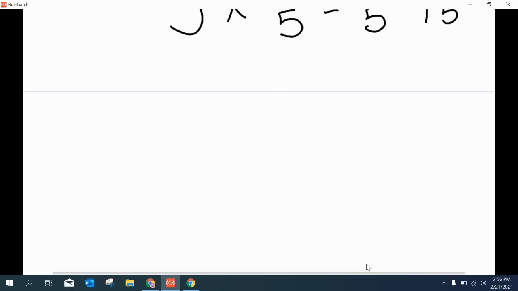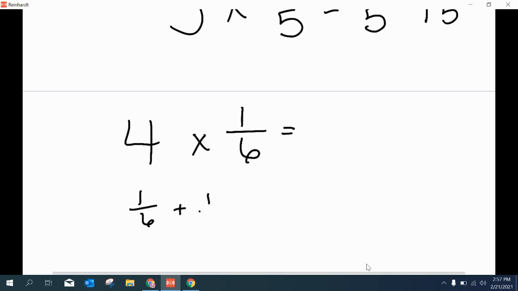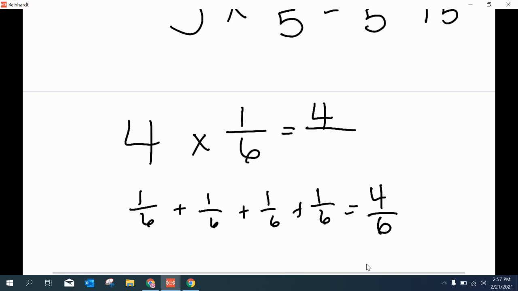Before we go on to that, the math journal page, I'm going to show it to you. So if I had 4 as my whole number, and I want to multiply it by 1/6. If we added them together, we have 1/6, 1/6, 1/6, and 1/6, and we get 4/6. So how can I make 4/6 out of my multiplication problem?